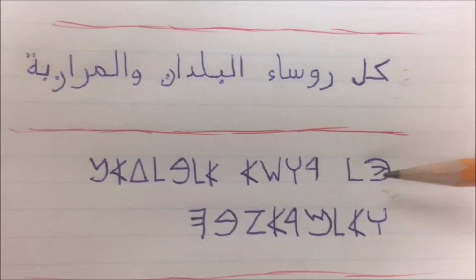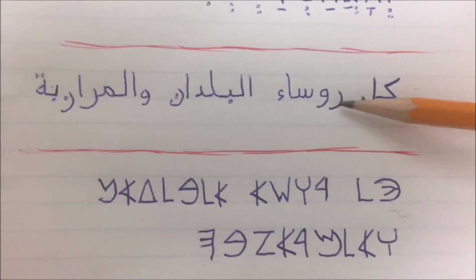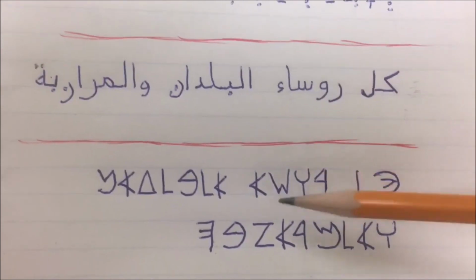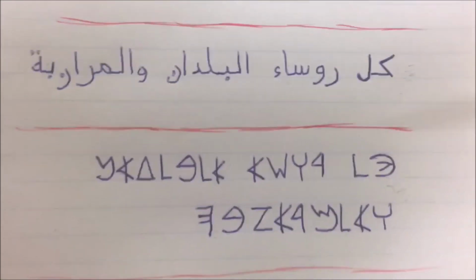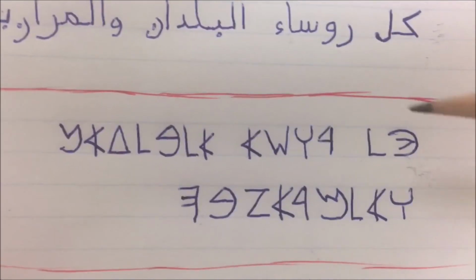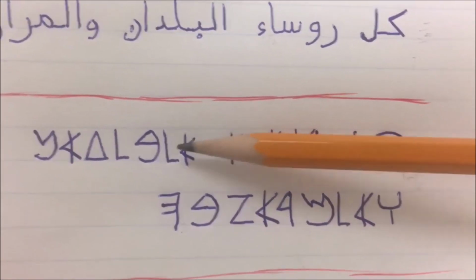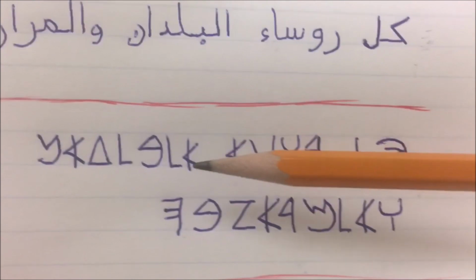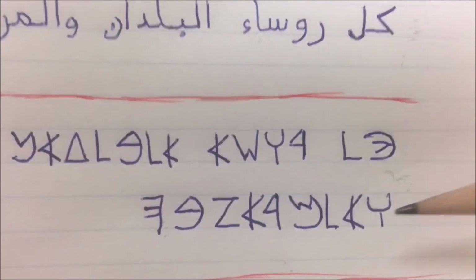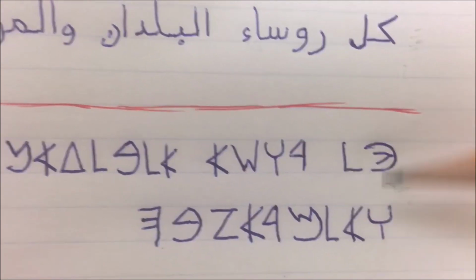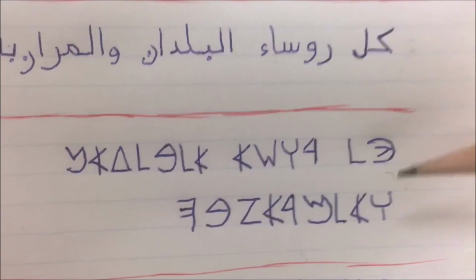You have the kaf lam, you have kaf lamed, you have the ra, the resh, the wa, the sin, the alif, the alif, and so on down the line. And again, what would give away that this is Arabic? Well, again, the definite article, the alif lam in the definite article for al-buldan, and then again, the definite article in al-muraziba. So that would be a clue that this is probably Arabic.